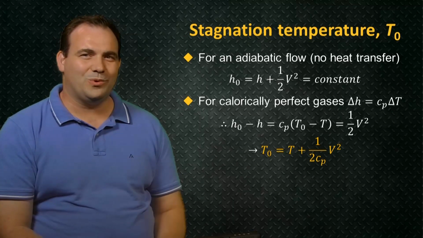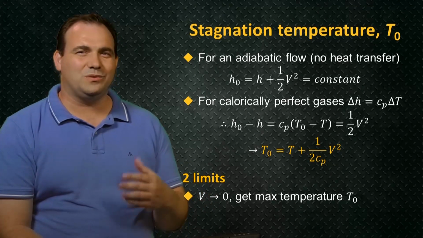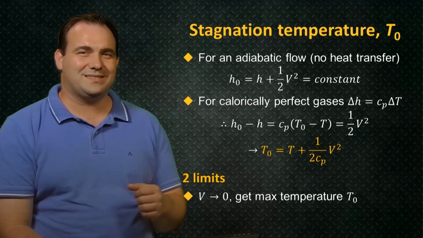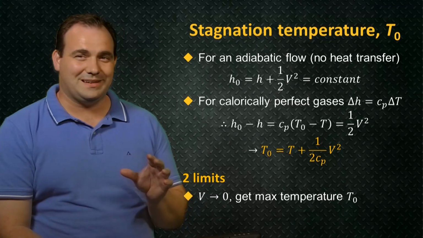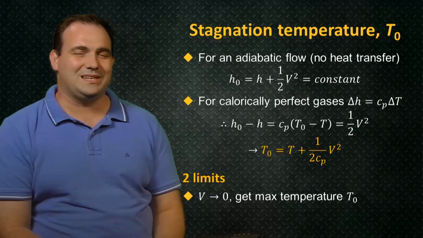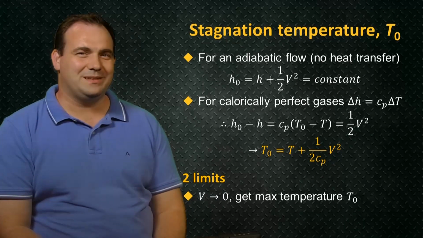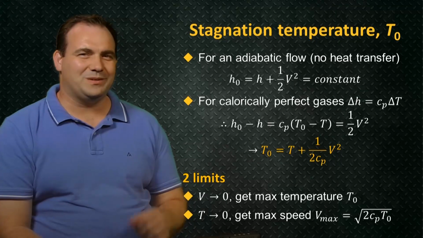There are two important limits to this relation. If the velocity goes to 0, then we're converting all of the kinetic energy of the gas into thermal energy. So the temperature tends to that stagnation temperature T0, which is the maximum temperature that the flow can achieve without adding any extra energy. The other important limit is a bit more theoretical.